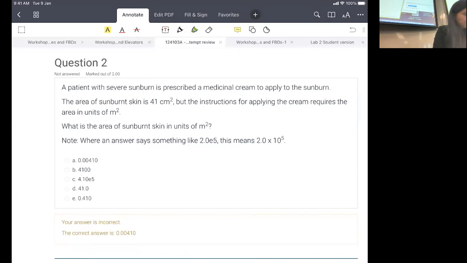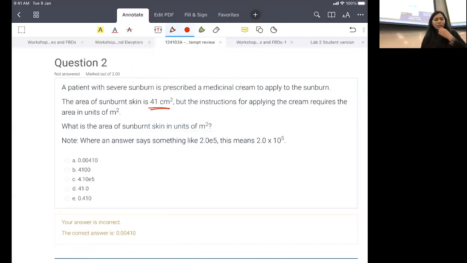So here, it's a conversion question. There's a severe sunburn, and the area of the sunburn is given in centimeters squared, and you want to convert that to meters squared. Okay. So whenever you're doing conversion, you need a conversion factor. It's what relates the two units that you want to convert from and to.